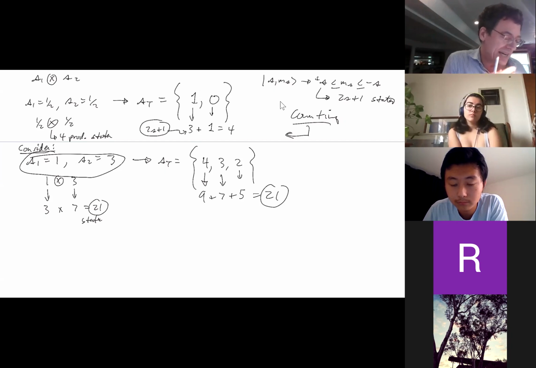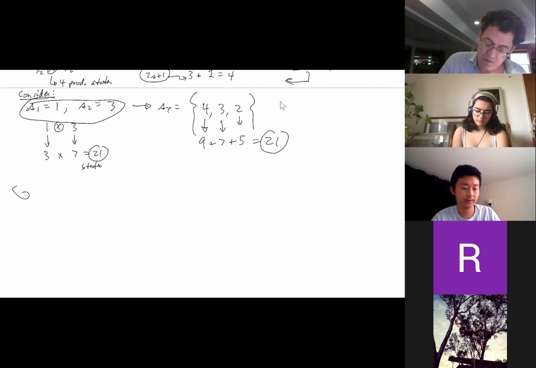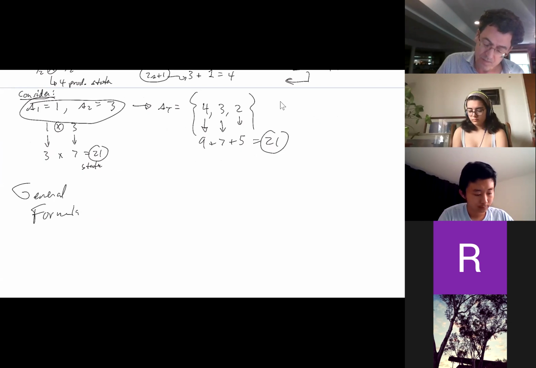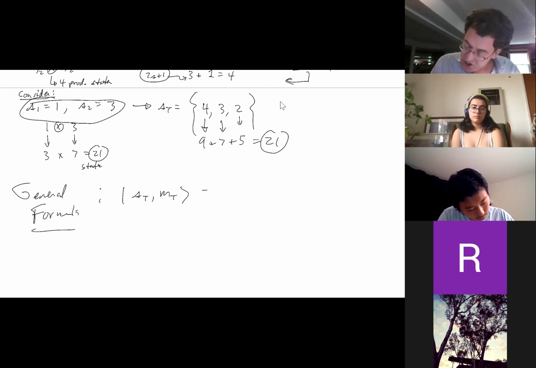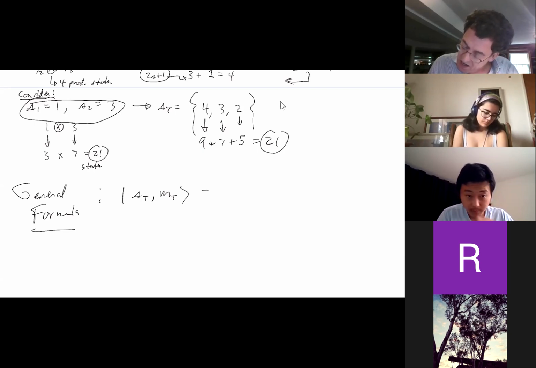So I just want to write down the last thing in general. So let's now write it as a general formula. If we want to find the total angular momentum state S total from the product states, then what we have to do is a sum over a subset of the product states. The product states have to have their Z component add up to M total.